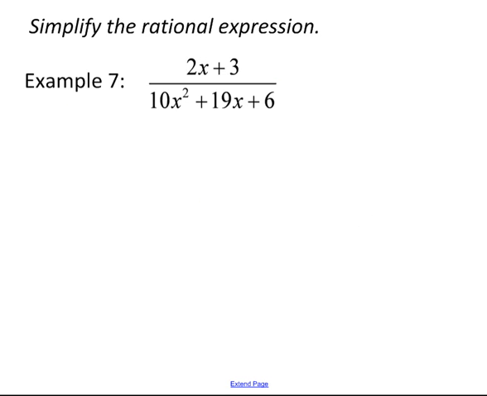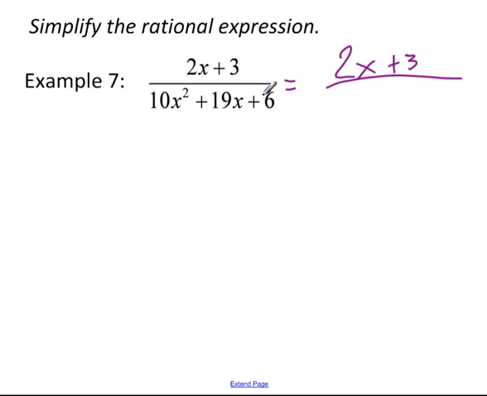I bet you're looking at the rest of these problems and thinking, man, this is going to be fun. I can't wait. Alright, our top. Anything in common here? No. So I'm going to write 2x plus 3. My bottom: oh, Lord, 10, 19, and 6. They don't have something I can factor out.